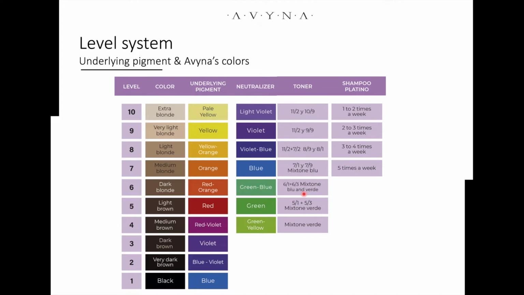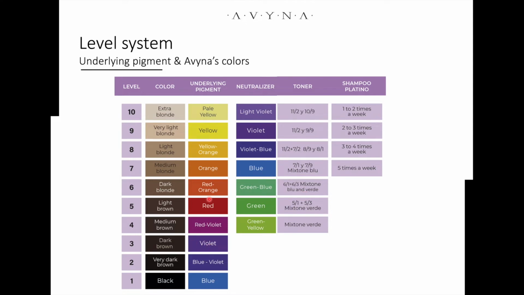Thanks to the color wheel, I know that blue cancels out orange, so I will use a blue base color for a beautiful medium neutral blonde. Always take into account the underlying pigment so you know what you're going to do. What does my client want? Am I going to enhance warm tones, or am I going to neutralize them?